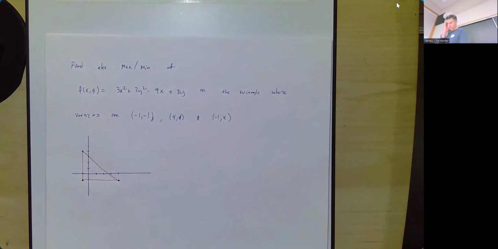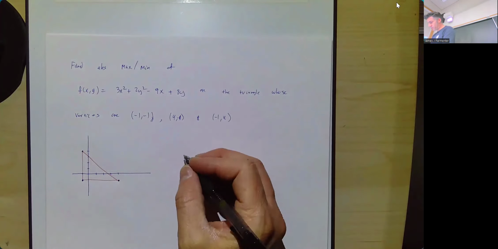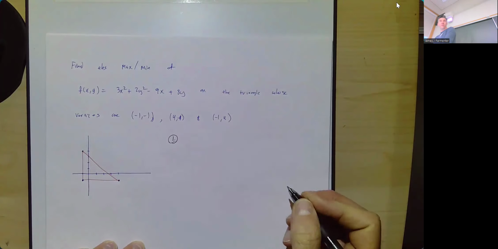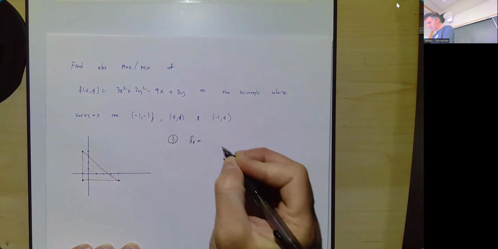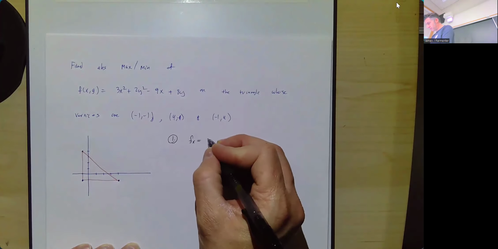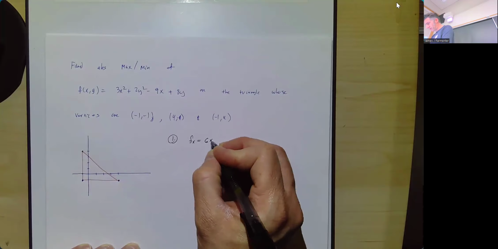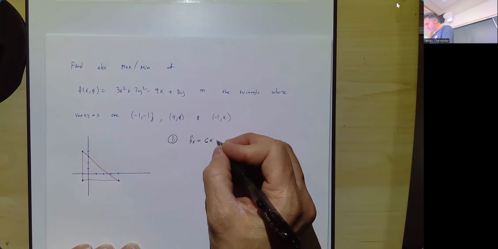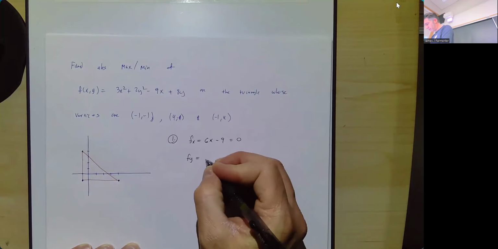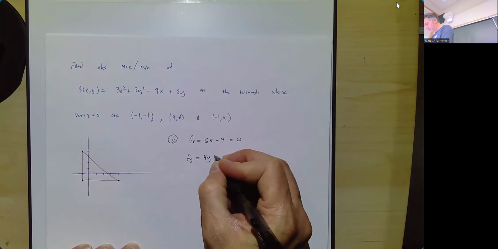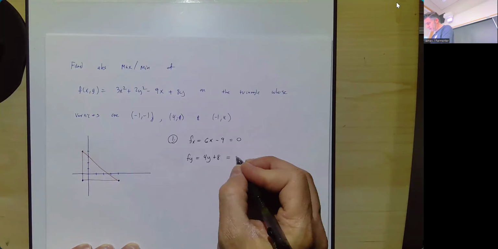Okay. So the process is always the same, it's just kind of tedious. So first, we're going to find critical points. So take my partial derivatives, fx is 6x minus 9, set equal to 0. Fy is 4y plus 8, set equal to 0.